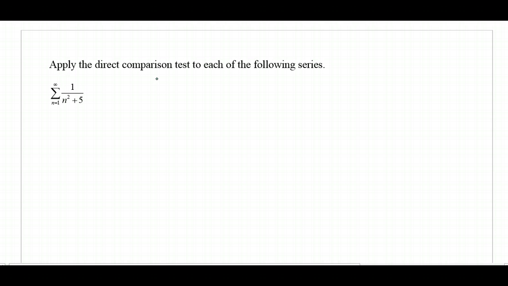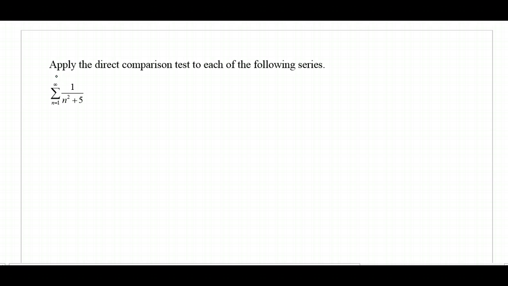We want to apply the direct comparison test to each of the following series. So here I have the sum from n equals 1 to infinity of 1 over n squared plus 5. So without this plus 5 here, 1 over n squared looks like a p-series test. So the hardest part about the direct comparison test is deciding what to compare your infinite series to.